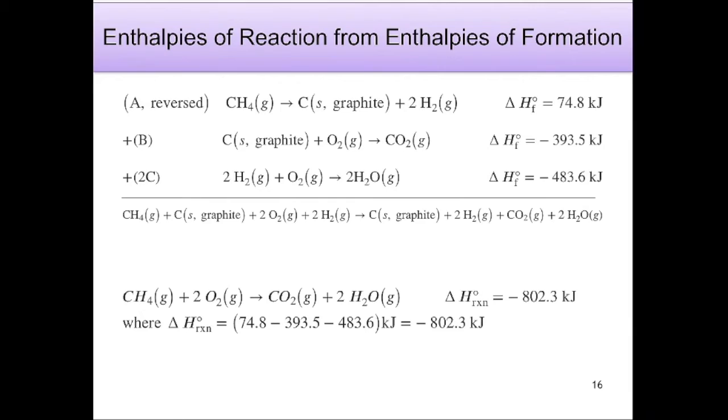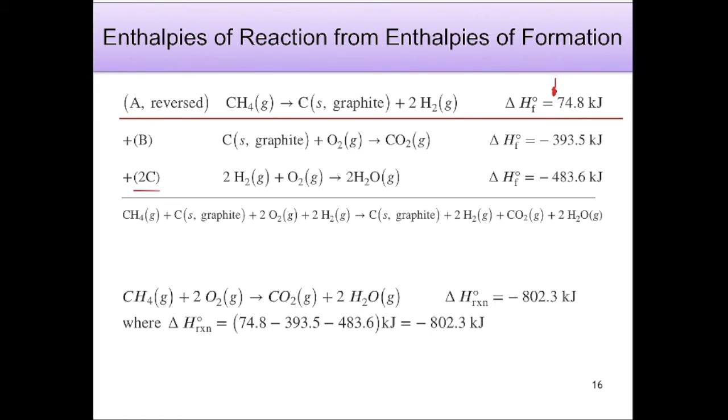So we have to reverse reaction A, and when we do that, we also change the sign of delta H. So delta H formation there ends up being positive. Reaction B can stay the same, and reaction C, notice that we've doubled the reaction. And we'll get to why we did that in just a second. So now the next step is to see which of the reactants and products are the same on either side of these reactions.